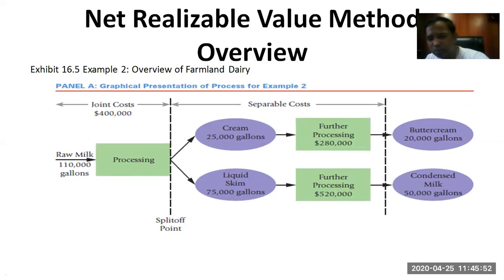So this separable cost is allocated to the separate products. Now if we add some dollar values to butter cream and to condensed milk, they will give us a sales value minus this further processing or separable cost. So you will be at a certain point here. Then you need to calculate your ratio, and on the basis of that you can allocate your respective joint cost.